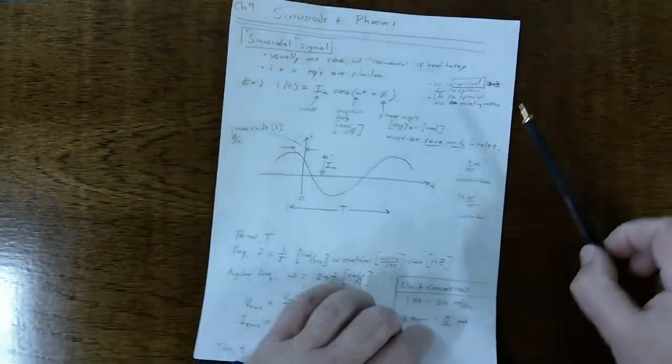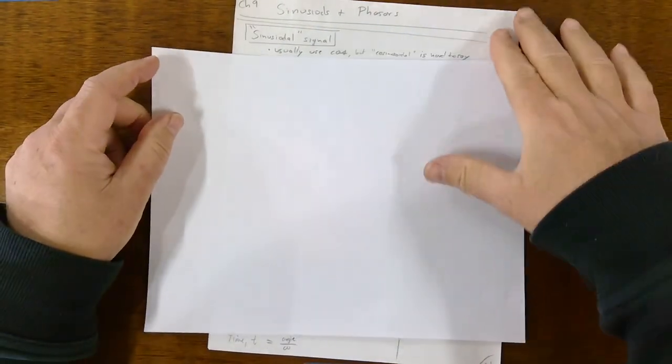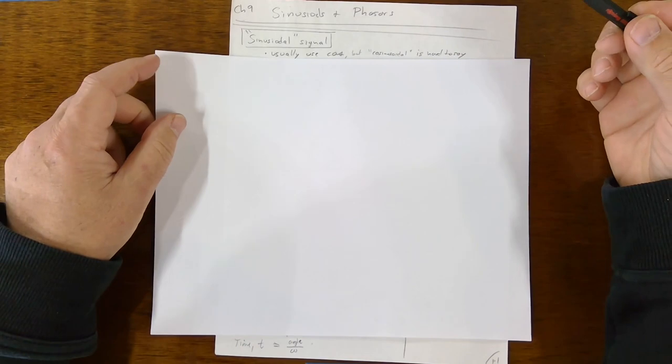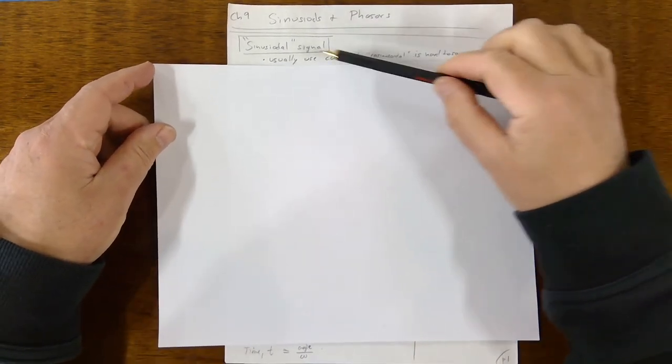Okay, this is the chapter 9 scribbly notes. Chapter 9 is sinusoids and phasors. And I'm just going to go through these notes and talk about them. So these are posted. So we have a sinusoidal signal, but we use cosine, but we say sinusoidal.